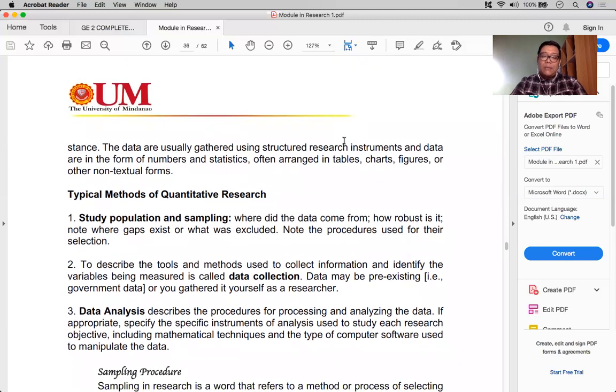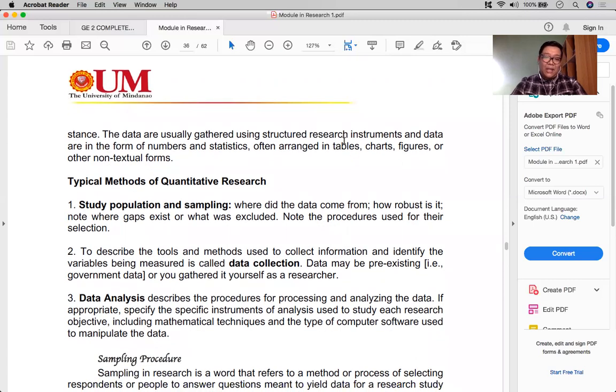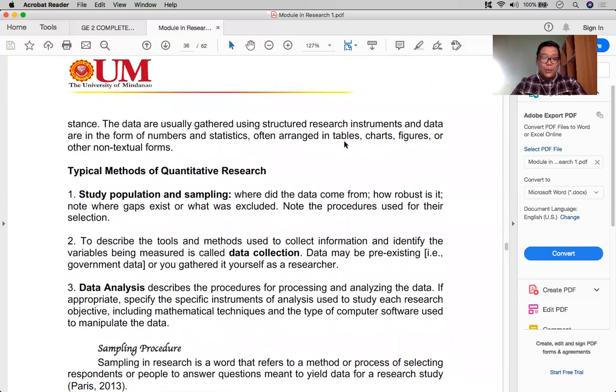To describe the tools and methods used to collect information and identify the variables being measured is called data collection. Data may be pre-existing, that is government data, let's say, the statistics, or you gathered it yourself as the researcher.